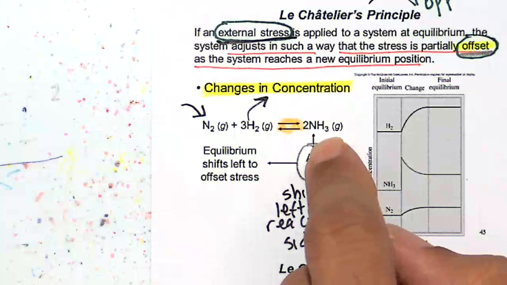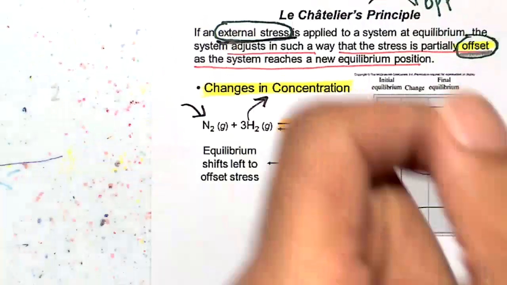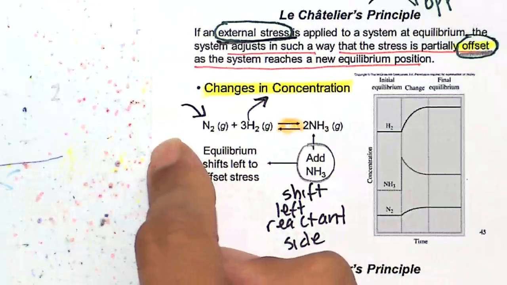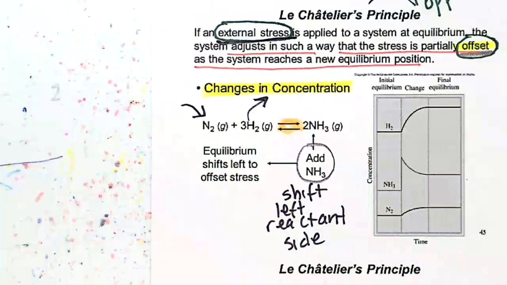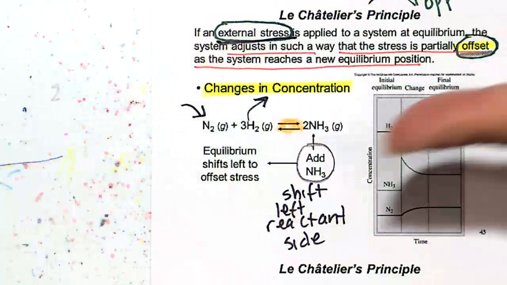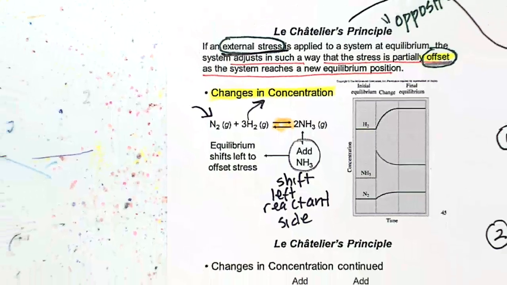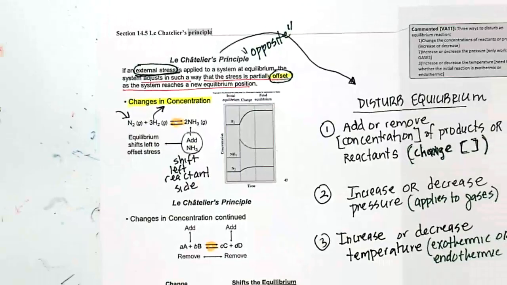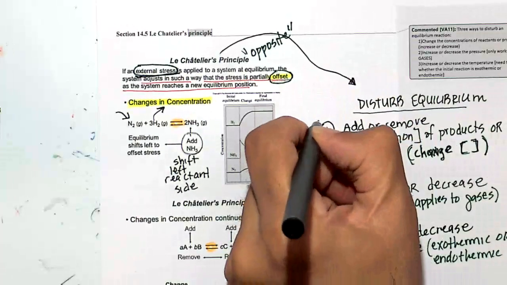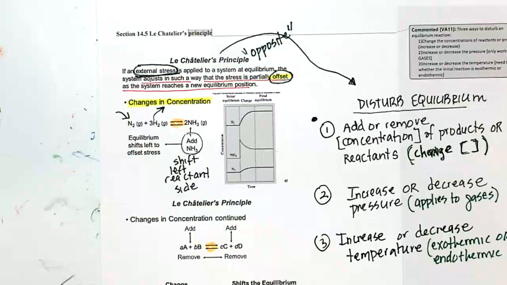If I add a product, it will shift to the reactant side. If I remove a product, it will shift to the product side. Add a reactant, shift to the product side. Remove a reactant, where will it go? To the reactant side. So that is what happens when you disturb an equilibrium. How will it react? It will offset it. So that's changing the concentration.